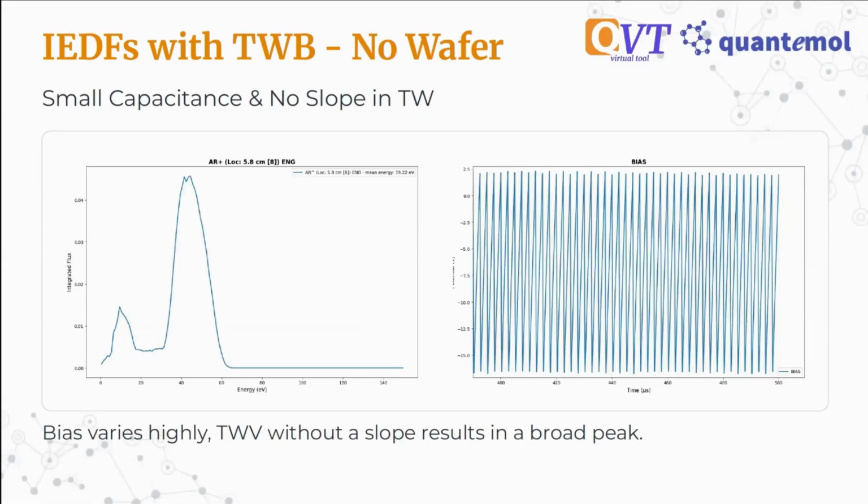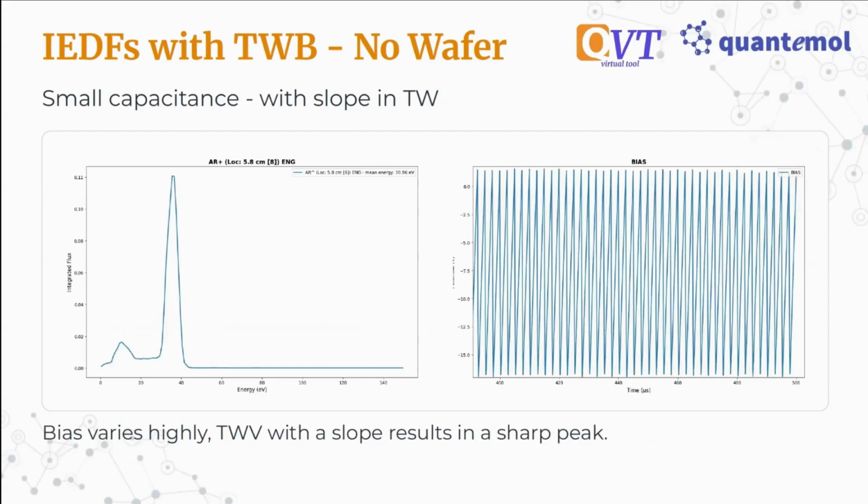If we now decrease the capacitance of the blocking capacitor, again with no slope, the DC self-bias changes a lot more, roughly by 20 volts. We now have something to compensate, but we don't compensate, so we get a rather broad peak. If we now apply the slope, we get again the sharp peak.